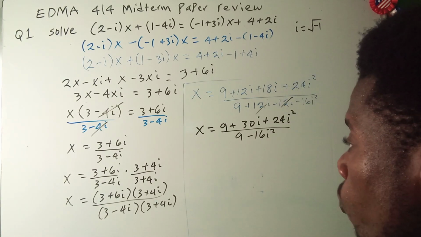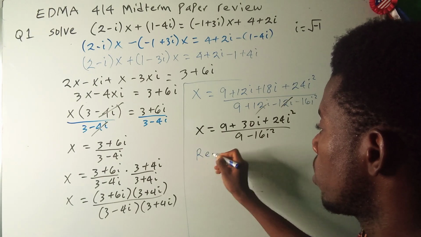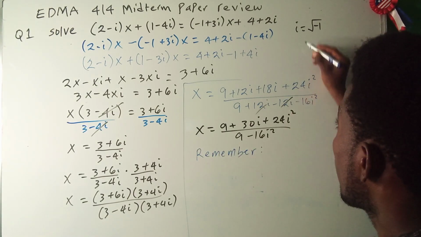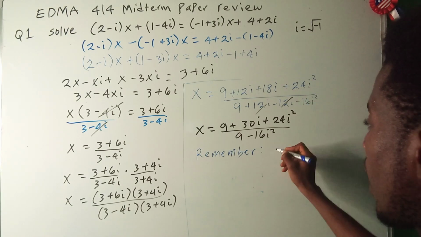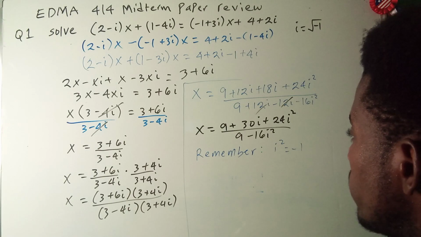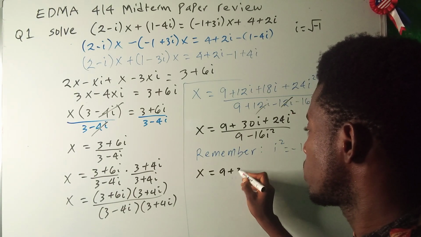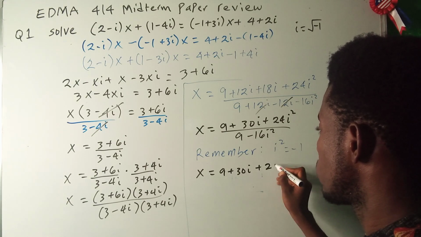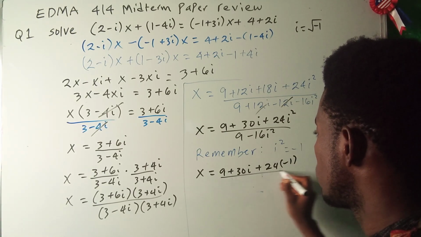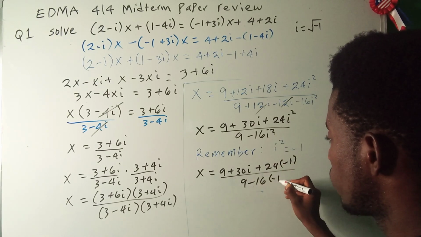Great. But remember we said i is equal to the square root of negative 1. So if i is equal to the square root of negative 1, then i squared will actually be negative 1. So in that case, we have x is equal to 9 plus 30i plus 24 times i squared, which is negative 1, all divided by 9 minus 16 times i squared, which is negative 1.